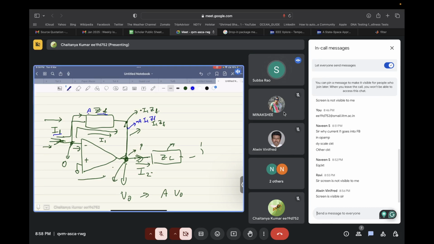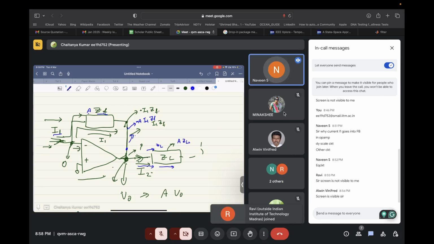Now, if this voltage has increased and I don't want the current I2 to change, I2 is this voltage divided by ZL, whatever impedance is at this node. So I will have to increase this impedance also to A times ZL. Doing so, I can increase the voltage at this node without changing the transfer functions of other nodes. This is the principle of dynamic scaling. Naveen, are you able to understand this, or do you want some other explanation?